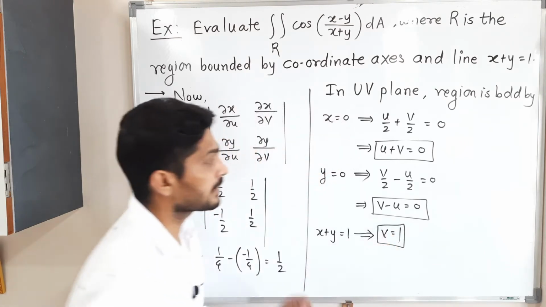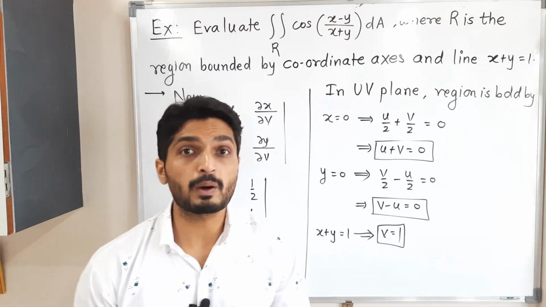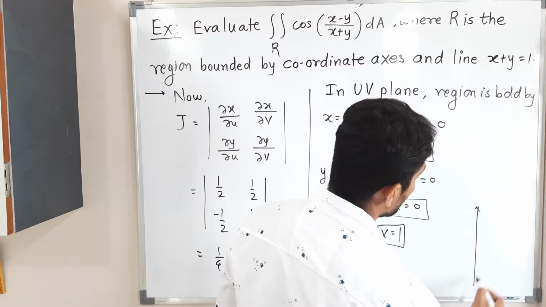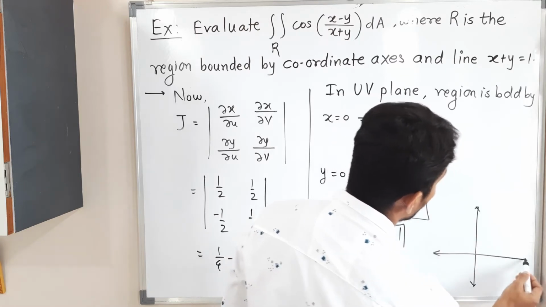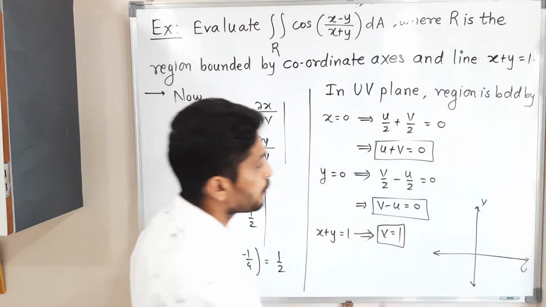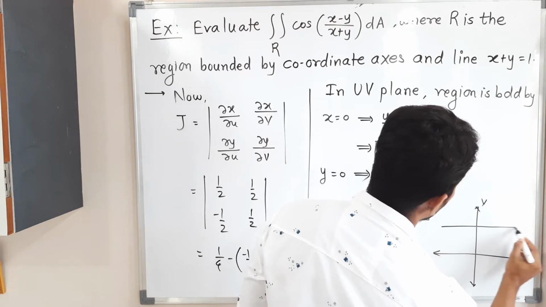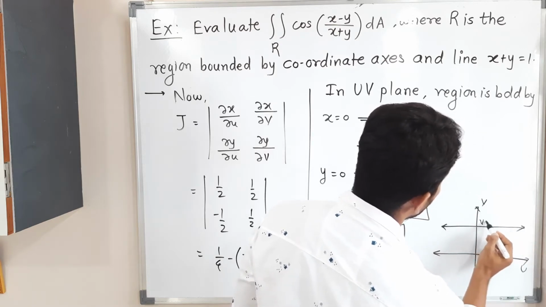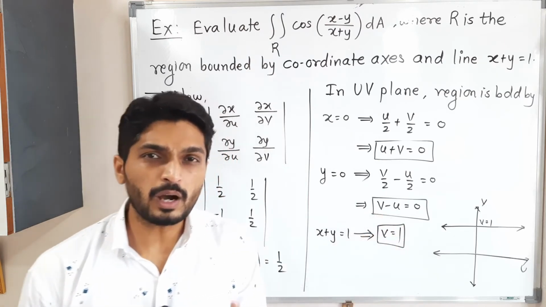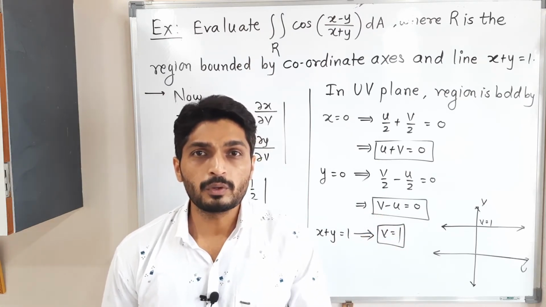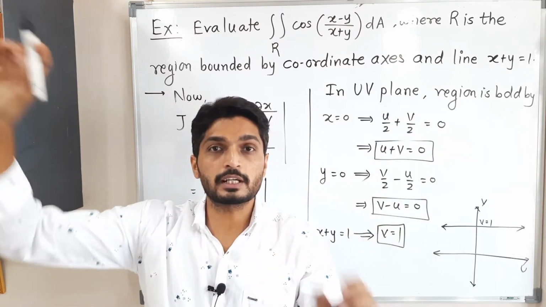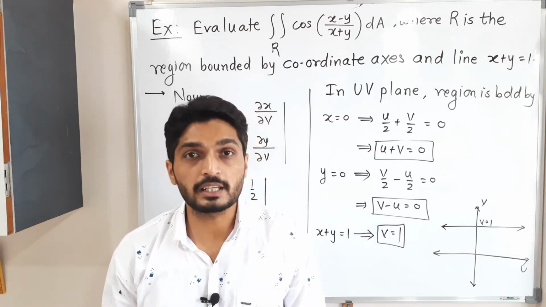So these three lines we have, and our region is bounded by these three lines. This is the v axis and this one is the u axis. So v is equal to 1 is a line parallel to the u axis. Now, v minus u is equal to 0. You know how to draw a line? We find 2 points on a line and join these 2 points by a straight line, and we get the required line. It's the same technique I am going to use.